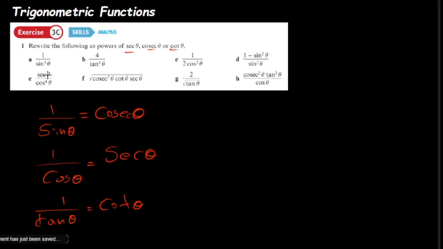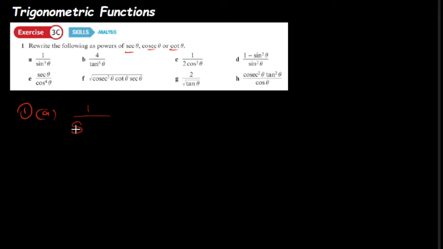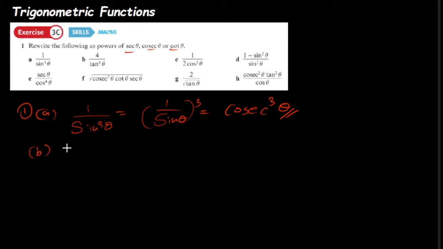So we have to turn all of these given expressions into terms of sec, cosec or cot. Very first one, how to do it? 1 over sine cube theta I can simply think as 1 over sine theta to the power 3. So this is 1 over sine theta, it is cosec. So we can write this as cosec cube theta. That's it.